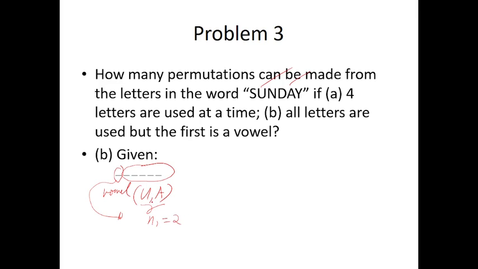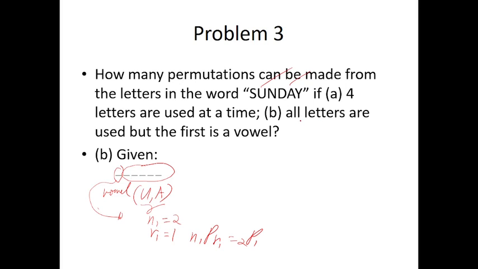Now, we can only place a single vowel at this slot. Therefore, taken one at a time, because we have only one slot that can be occupied. So, in that case, we have N1 P R1. That is 2P1. These are the number of arrangements of 2 letters taken one at a time. That is 2P1. How about the rest?